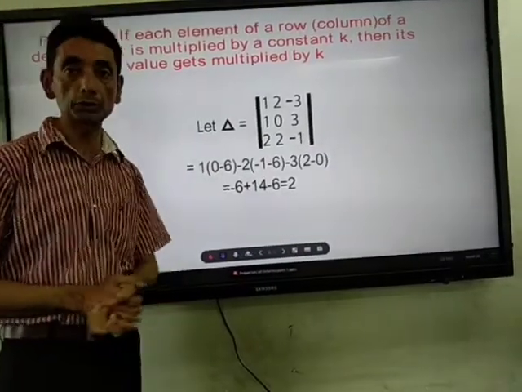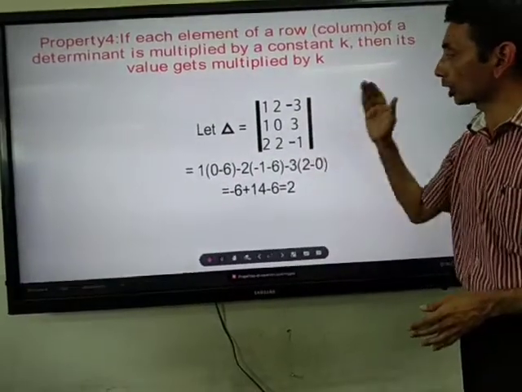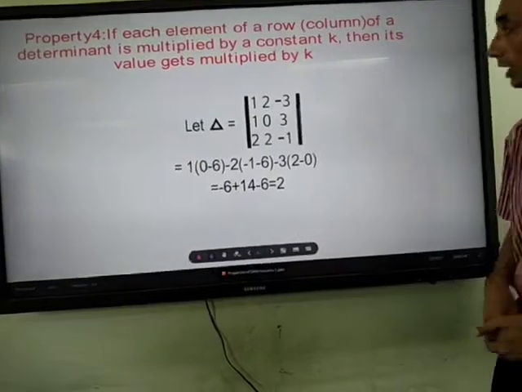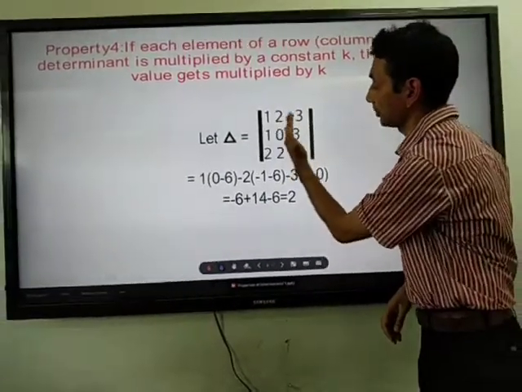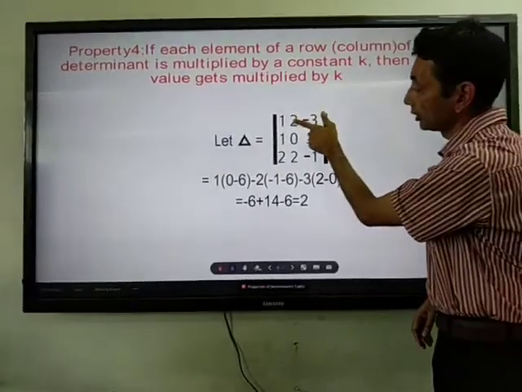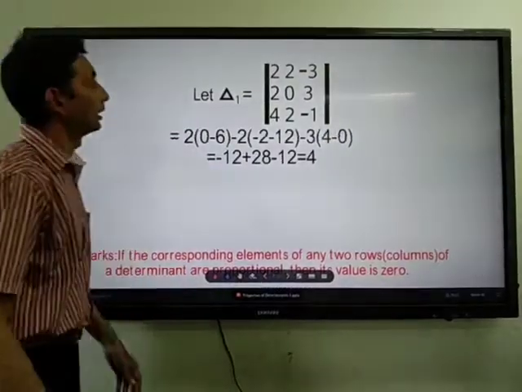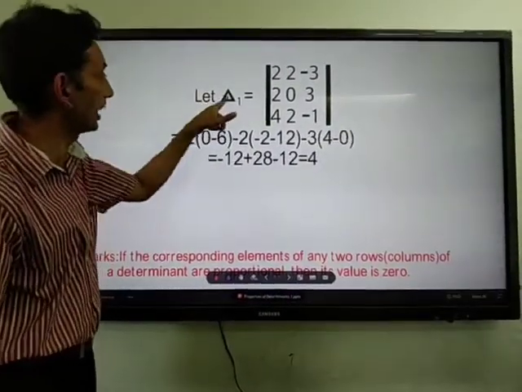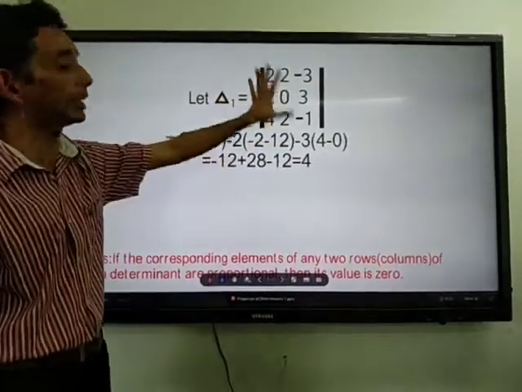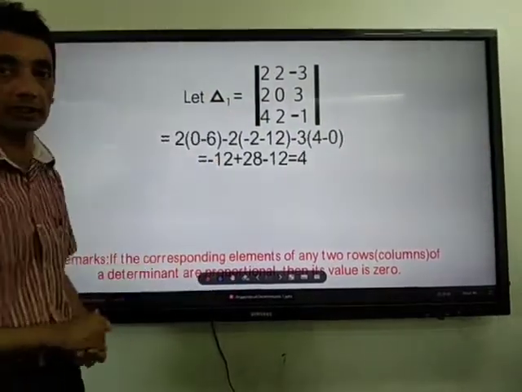Now we are going to multiply any one row or column by a constant. Say we multiply the first column by 2, without making any changes in the second and third columns. So if we multiply the first column by 2, we are going to get 2, 4. That can be seen with the help of these explanations. Let delta 1 be the new determinant, since we are multiplying the first column by 2. Let's compare this new determinant delta 1 with the previous determinant.